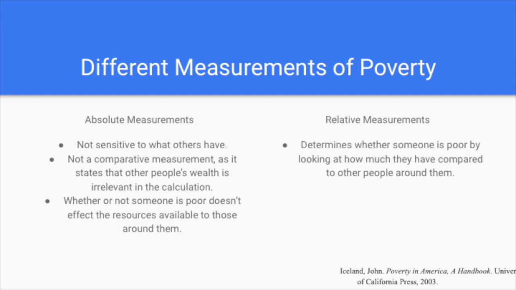Relative measurements is a measurement of poverty that determines whether someone is poor by looking at how much they have compared to other people around them. The SPM is a quasi-relative measurement. Following these characteristics, our description of poverty is a relative definition because it not only singles in on the issue of income, but compares a person's status to those around them.